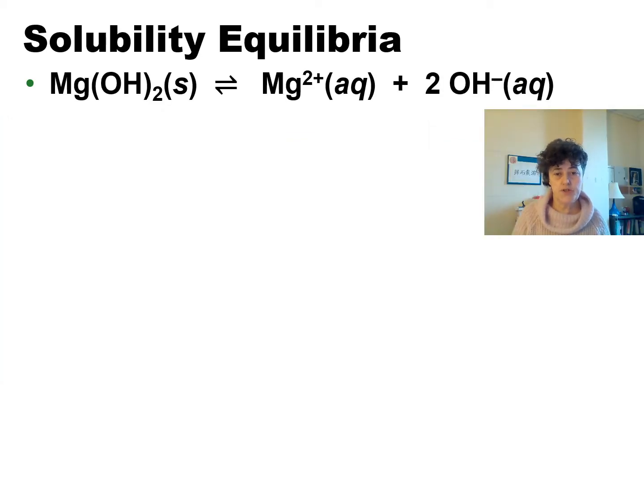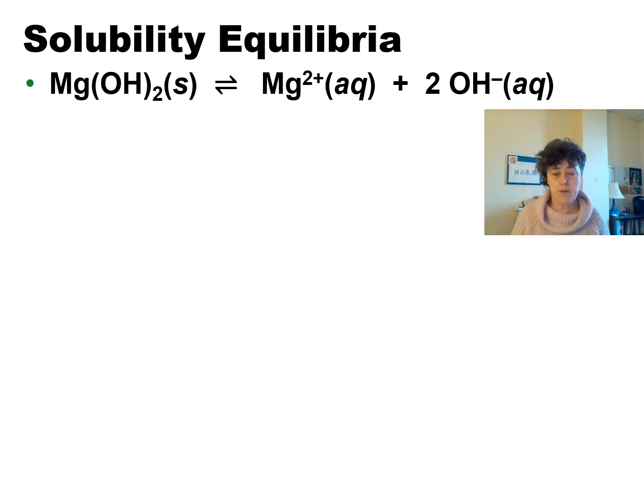This equation is showing us the dissolution reaction of magnesium hydroxide. In this equilibrium, the stoichiometry is slightly different, because for each mole of magnesium ions that you produce, you get 2 moles of hydroxide ions.